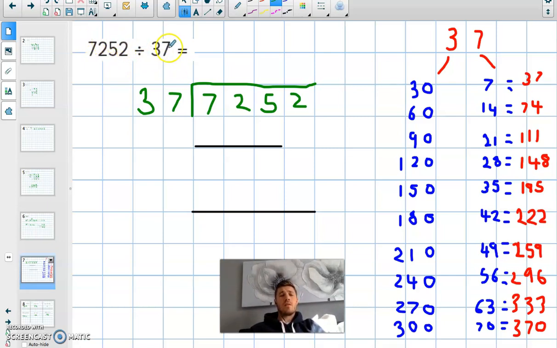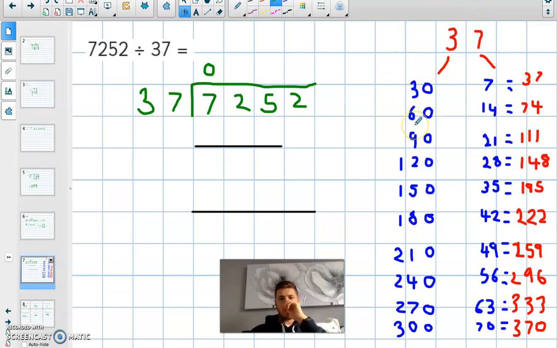7,252 divided by 37. Well, first of all, I put it into a bus stop method. And I look to see how many 37s are in 7. And I know there's 0. Then I look to see how many 37s are in 72. Well, I've already used my partitioning method, as I've shown you before last week and at the start of this week, how to do. In this column here, I go up in 30s because it's my tens column. And here I go up in sevens because it's my ones column. And whatever I get, I then add them together to get my 37 times table in this column here.